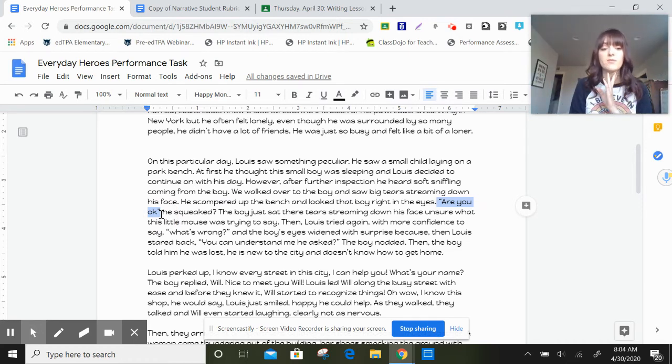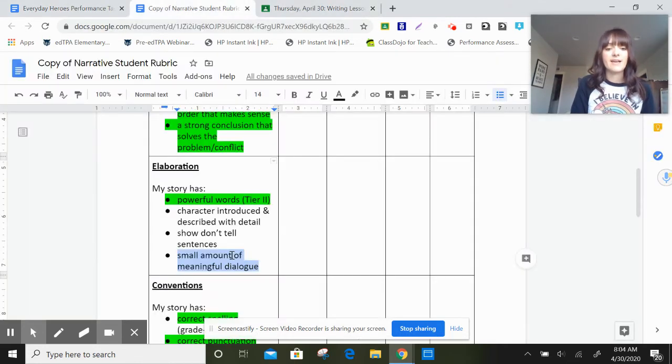So go back through and make sure that every single thing that is actually coming out of somebody's mouth is in quotation marks, okay? So what's wrong? So this is what somebody's saying. And then, "You can understand me," he asked. So see, this part is wrong here. "You can understand me." That's the part that he's saying. He's not saying, "You can understand me, he asked." He's saying, "You can understand me." So this part, he asked, is not going to be in quotation marks. I have a whole other video all about this, by the way, if you want some more help with dialogue, or reach out to your teacher. Okay, so I'm going to highlight that I went through my dialogue.